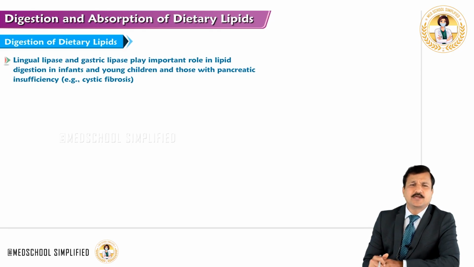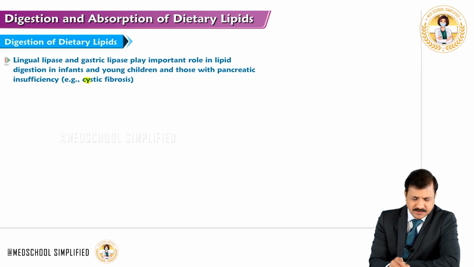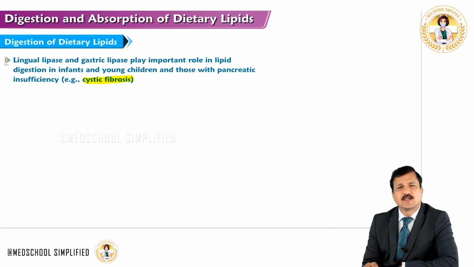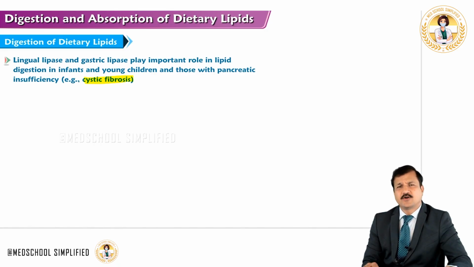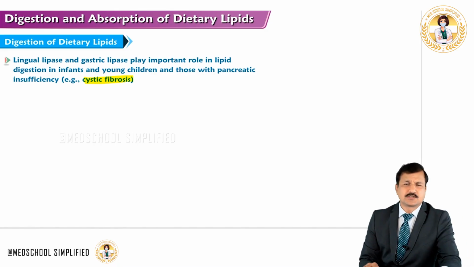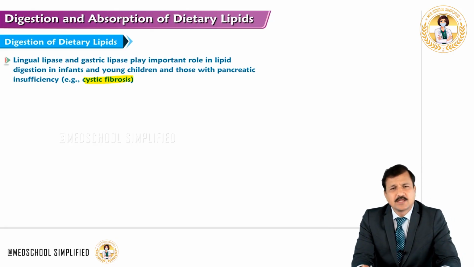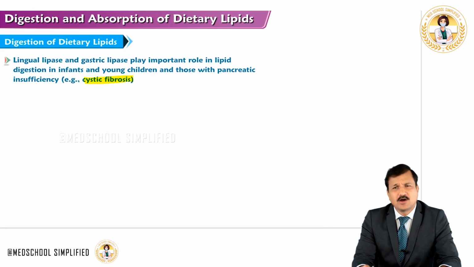And also when a patient has a pancreatic insufficiency, for example cystic fibrosis, where pancreatic secretions are not coming into the duodenum for the digestion and absorption of dietary lipids, proteins, and carbohydrates, these patients won't be able to digest lipids, especially triacylglycerol containing long chain fatty acids. At that time, lingual and gastric lipases become important to digest dietary lipid, especially that containing short and medium chain fatty acid containing triacylglycerol.